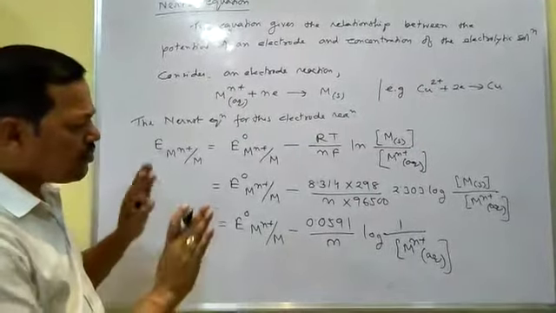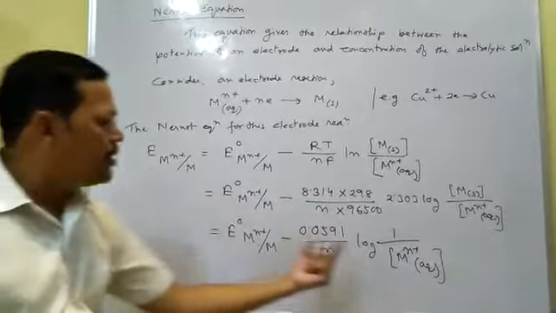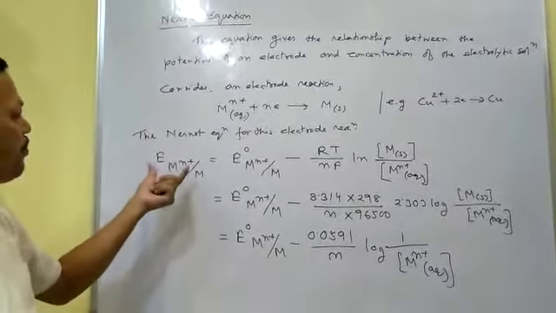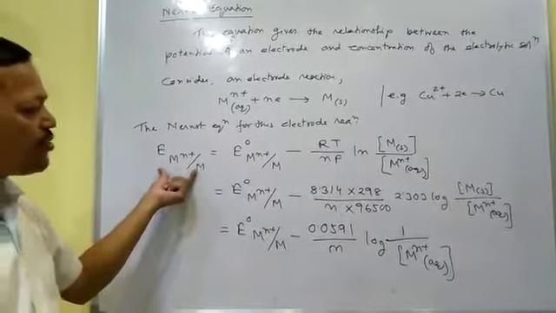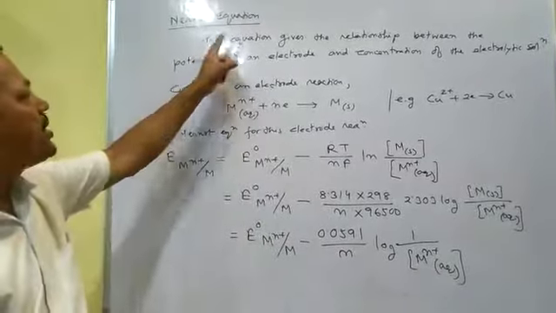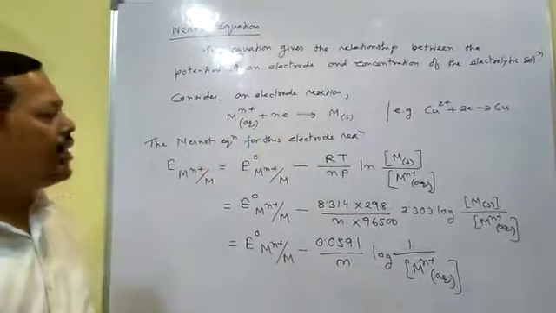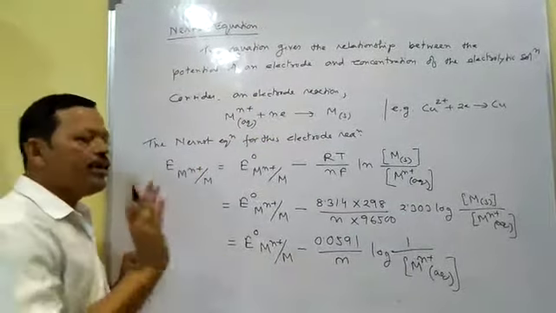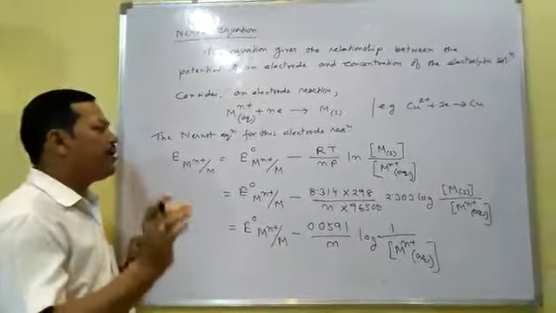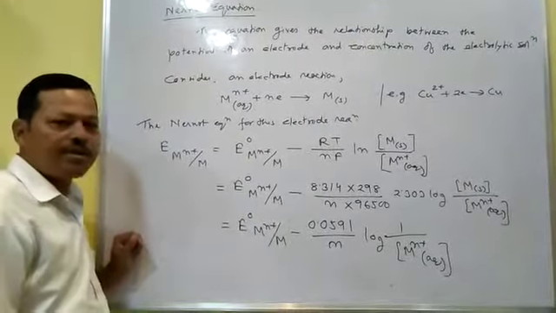And here you have seen this is the potential, and this is the concentration of the solution. So the Nernst equation gives the relationship between the potential of the electrode and the concentration of the electrolytic solution. So if you want to find out the normal potential of an electrode, then by using this Nernst equation, you can find out that normal potential. Thank you.